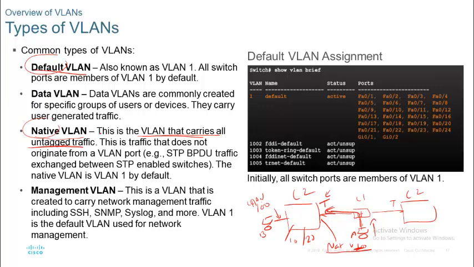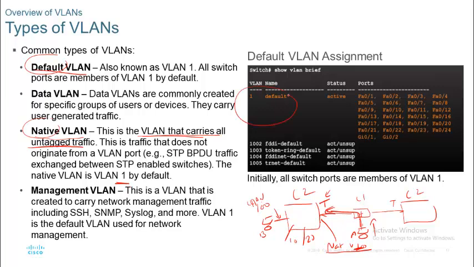Where will you configure this native VLAN? Under the trunk port. You should tell the trunk port, if you find any untagged traffic, send that traffic to VLAN 100. By default, VLAN 1 will be there as the native VLAN. Why? Because there is no other VLAN. The default VLAN is the only VLAN there by default.